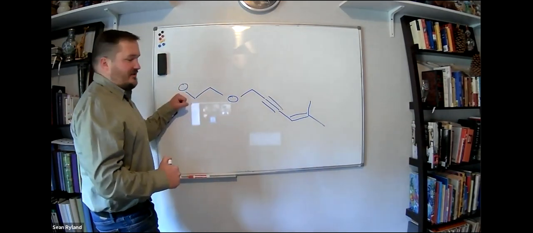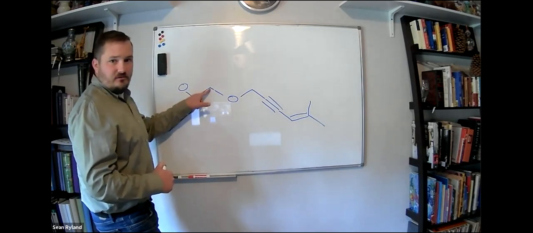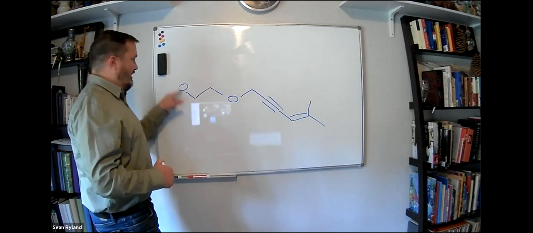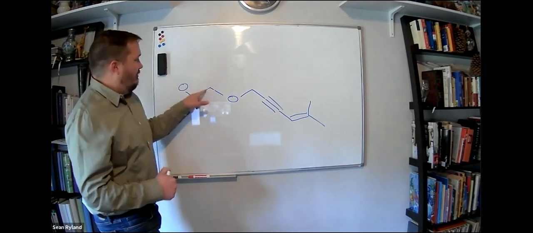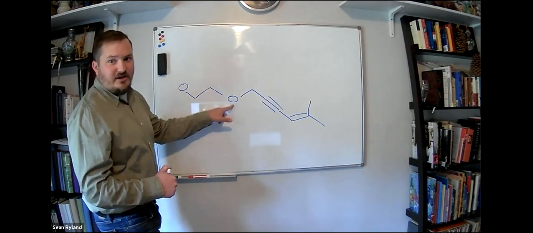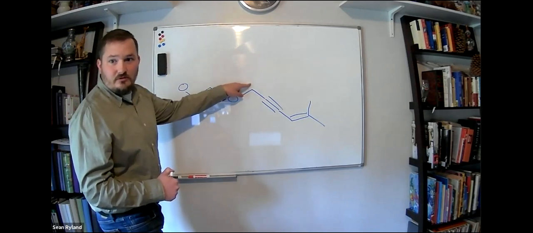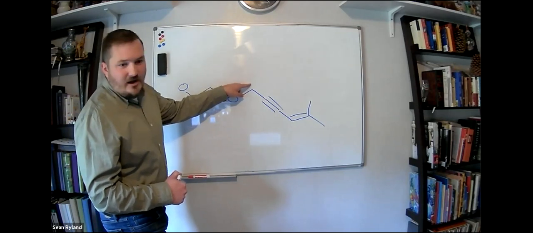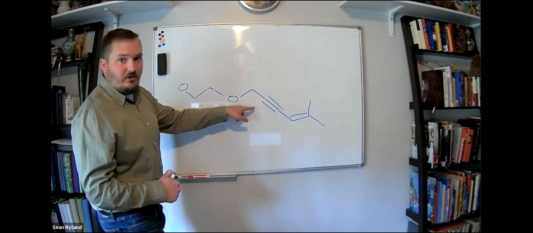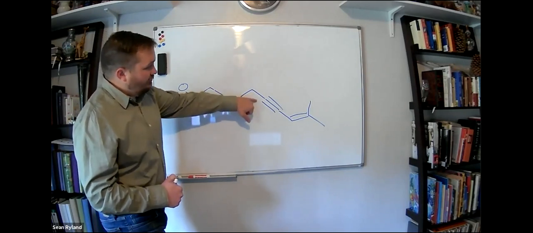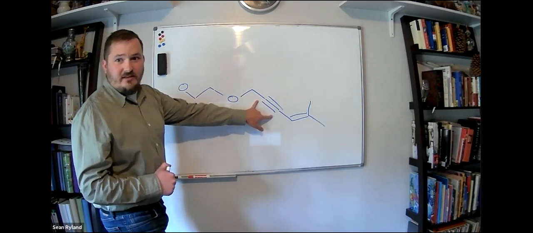If you did start on the left-hand side, I would draw your first two carbons first and say, okay, there's my first two carbons. The first carbon has an OH, has an oxygen attached to it. The second carbon also has an oxygen attached to it, but it's not an OH, it's an oxygen, and then another CH2 group. And then attached to that CH2 group is a carbon triple bonded to another carbon, which if we're doing true skeletal structure, we would write like this.